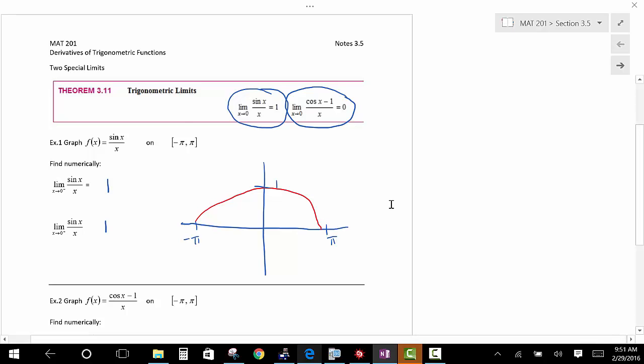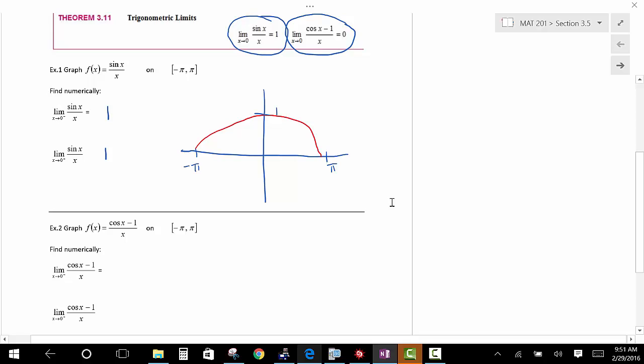Now, the next thing I'd like you to do is put this in your calculator. And again, I'll get my calculator pulled up here so you can see how I put this in.